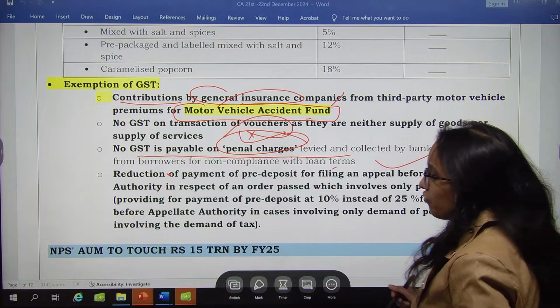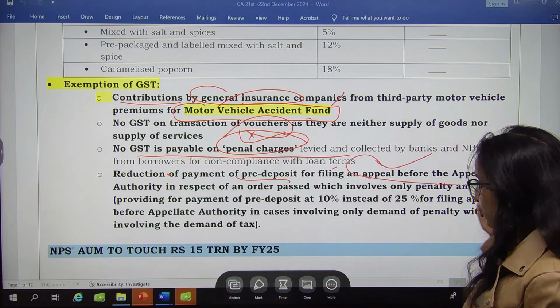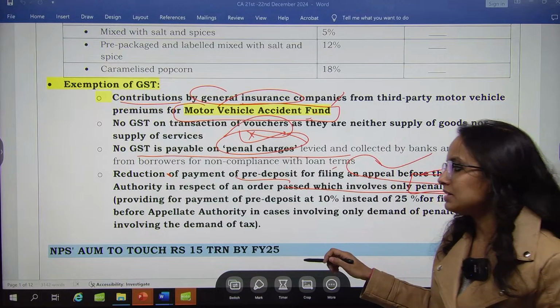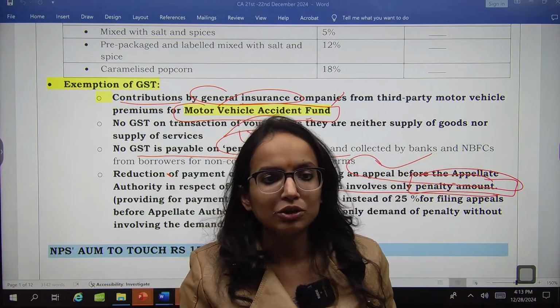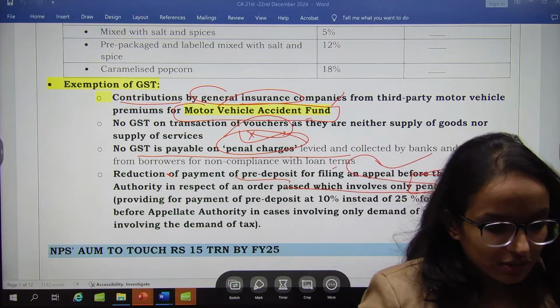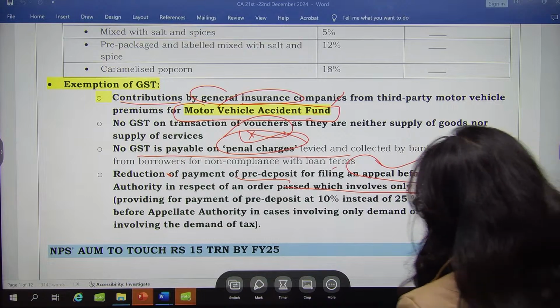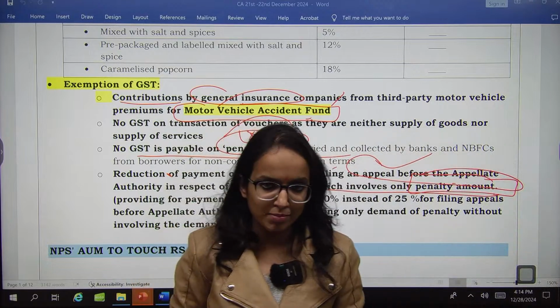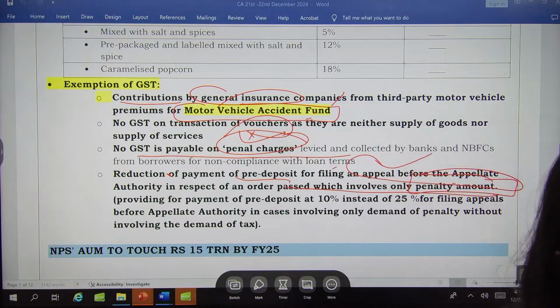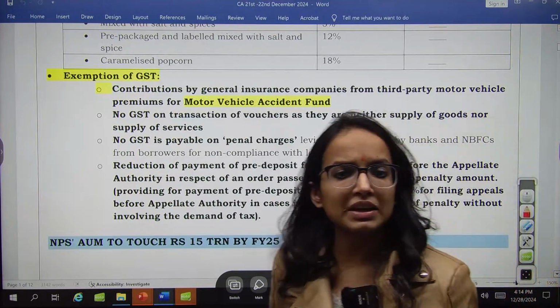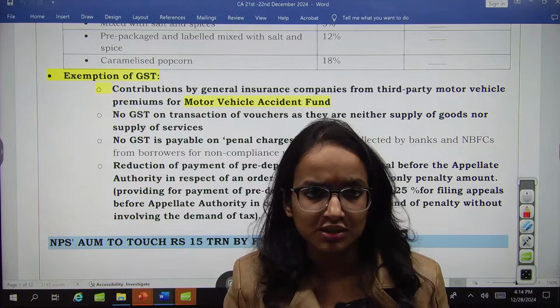No GST. Then reduction of payment of pre-deposit for filing an appeal before the appellate authority in respect of an order passed which involves only penalty amount. So see, what happens is in GST related cases, when you go to the appellate authority to appeal against the order of a particular tribunal or GST specific tribunal, GST dispute redressal tribunal, you have to deposit certain amount which is known as the pre-deposit amount, right? Now these pre-deposit amount, any kind of vouchers, okay, so they have not mentioned specifically what kind of vouchers, all vouchers in this category, they are GST exempt.